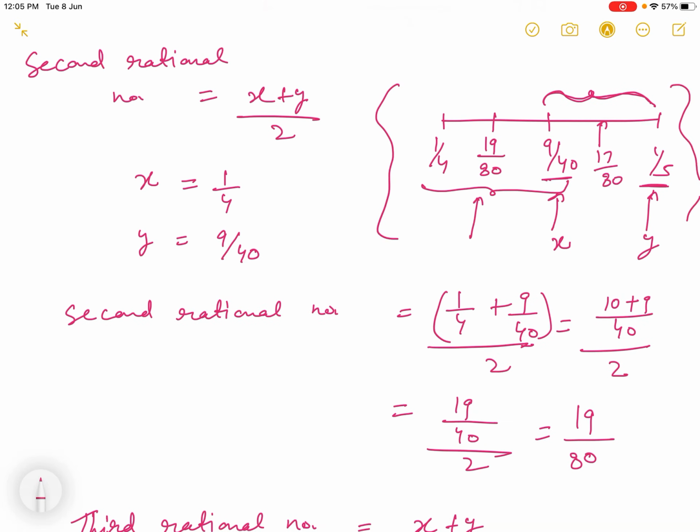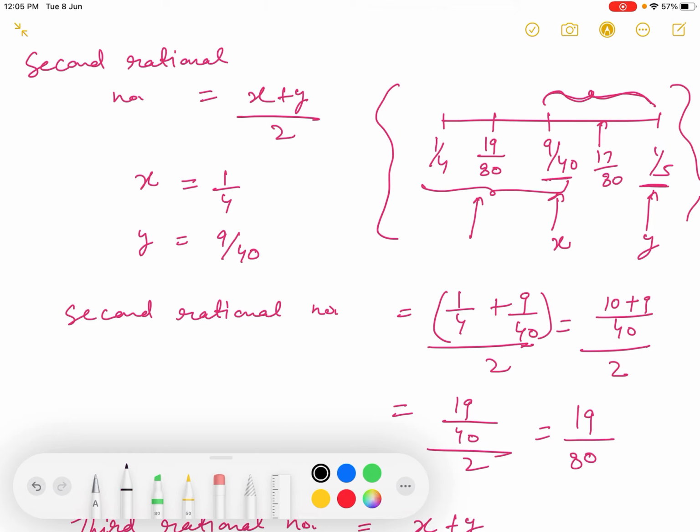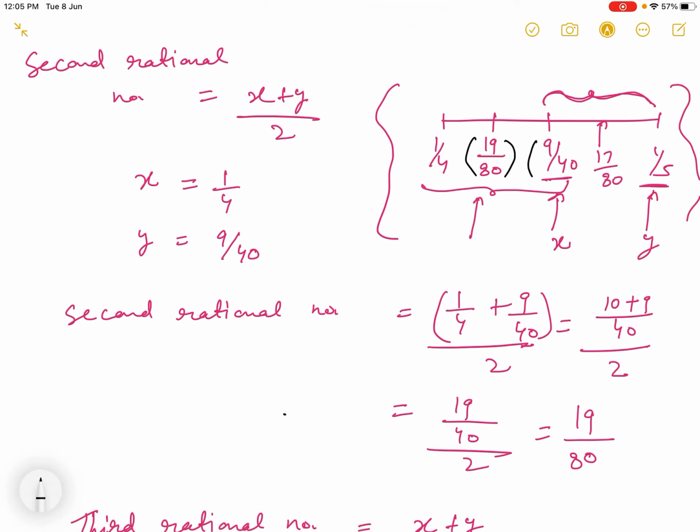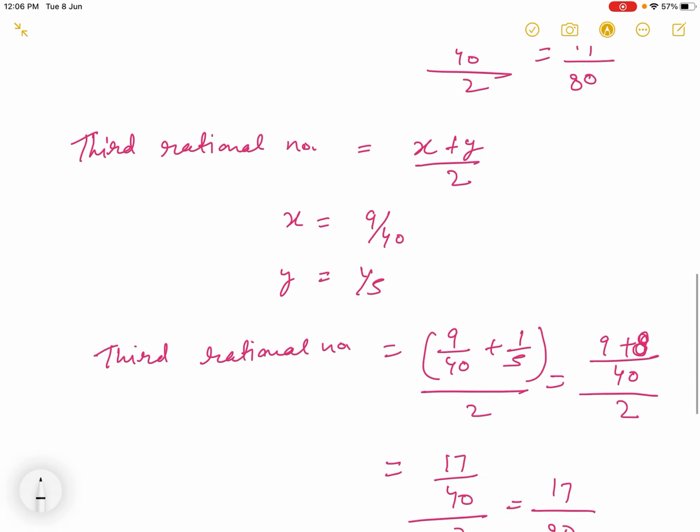So now we have found three rational numbers. What are the three rational numbers? 9 by 80, 19 by 80, 17 by 80, in between 1 by 4 and 1 by 5. I hope it's clear now. Okay, now we will move to the next topic.